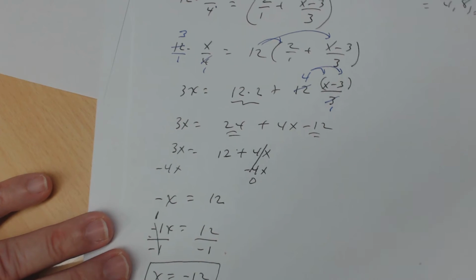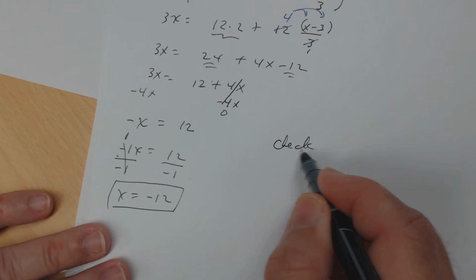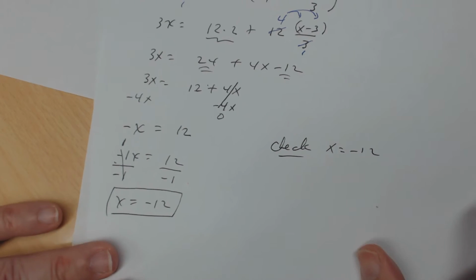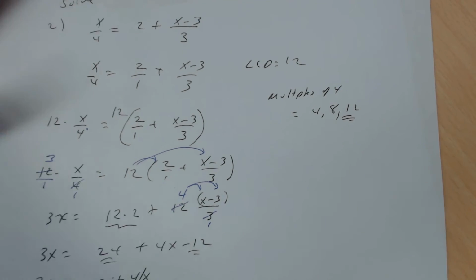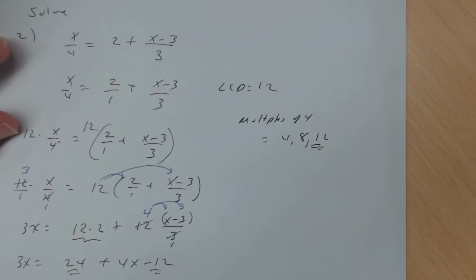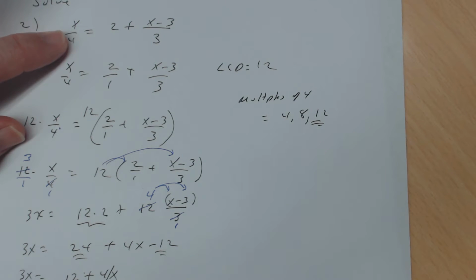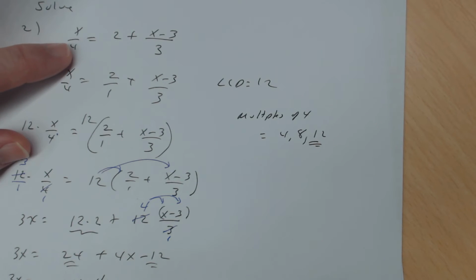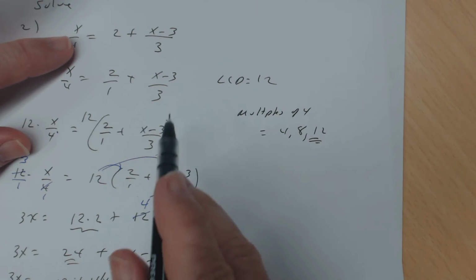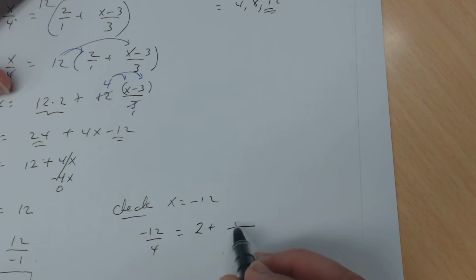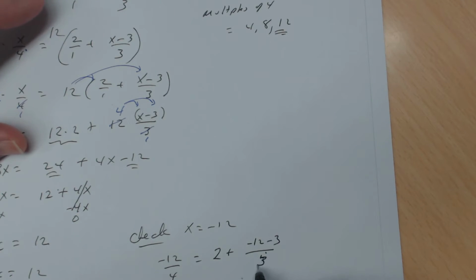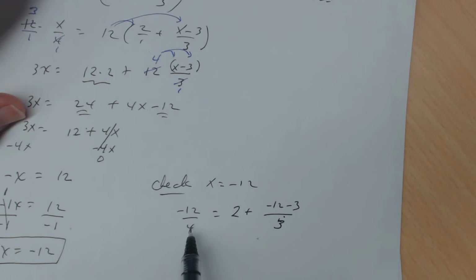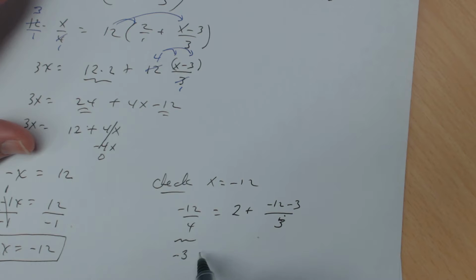Again, if you want to check, you can. Let me check this. Check x equal negative 12. So you go back to the original, because you could have easily messed up anywhere around here. So our original, remember, was x over 4 plus 2 equal to x minus 3 over 3, so we're saying x is negative 12. So negative 12 divided by 4, that's going to be a negative 3, and I want to see if that's going to equal. I want to see that both sides are equal.